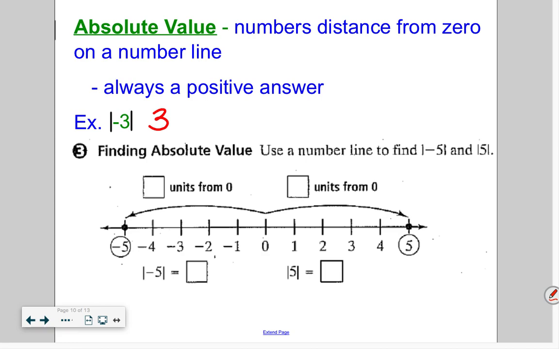Notice on the number line they've circled -5. How many units from 0 is that? 5. They've also circled a +5. How far from 0 is that? 5. Notice they are both 5 units away from 0. So, what is the absolute value of -5? How far away from 0 is it? 5 units. What is the absolute value of +5? How far from 0 is it? It's 5 units away. Notice both of them are positive answers. Any questions?